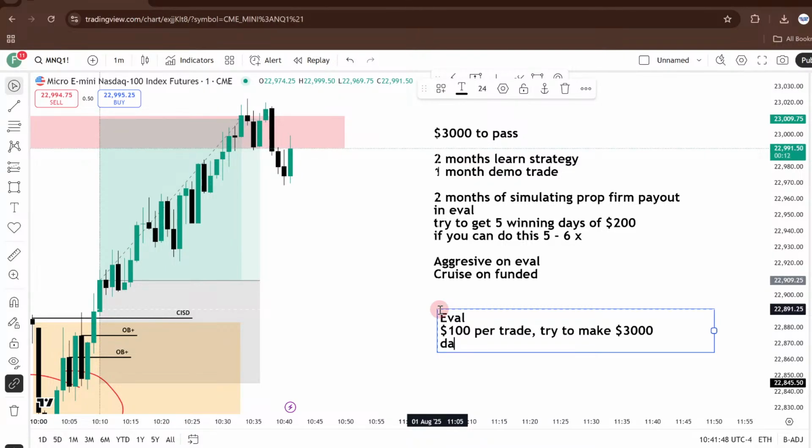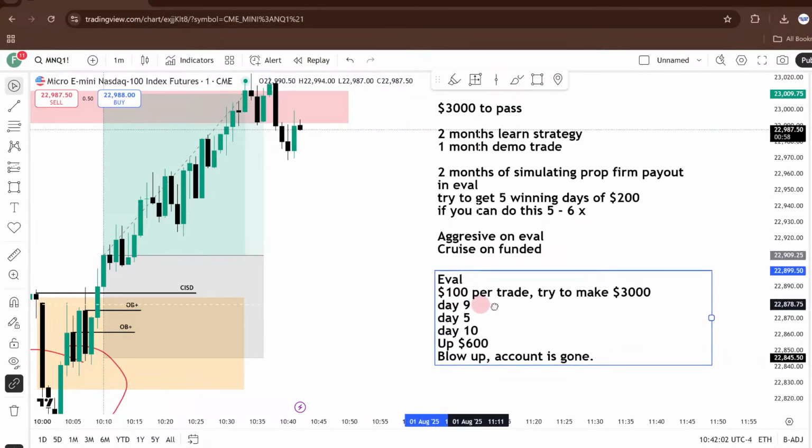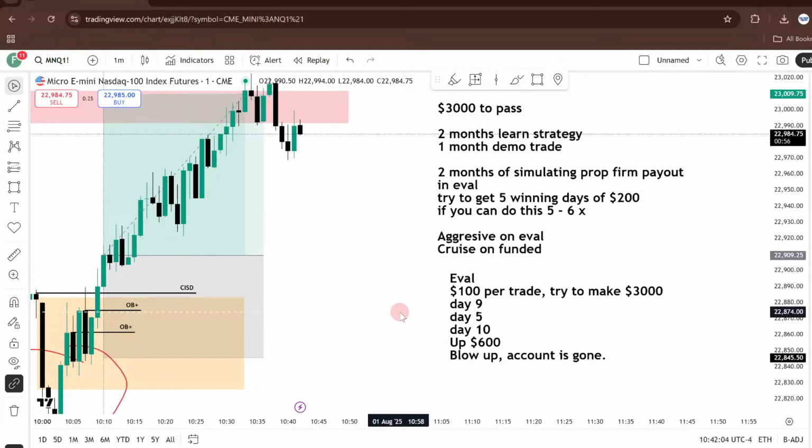You get to day number 9, day number 5, day number 10. Maybe you're up $600, and then guess what happens? You blow up. Account is gone. Realistically, that's what happens for a lot of people. Boom and bust, boom and bust. The same cycle. And you never actually prove to yourself that you can actually make it.